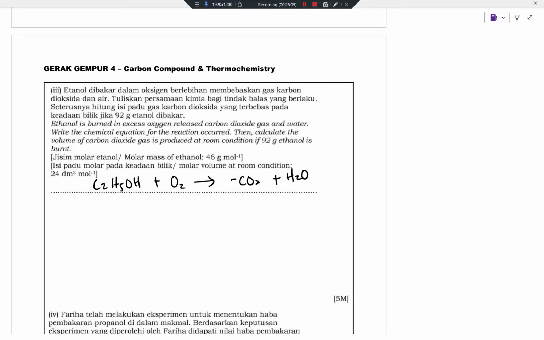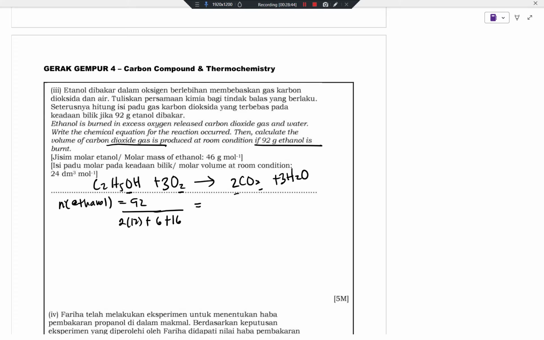So this is C2, so put 2 here. H6 here. So 6 divided by 2, 3. Oxygen இந்த இடம் 3. This part is 4, 7. 7ல 1 வந்துருச்சு, இங்க 6. 6 bahagi 2, 3. Okay, very easy. Okay, then calculate the volume of carbon dioxide gas produced if 92 gram ethanol is burned. So number of mole of ethanol பார்க்கலாம். So 92 divided by RMM: C2, 2 times 12, H வந்து 6, oxygen வந்து 16.